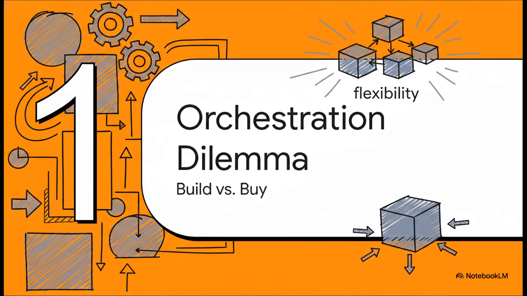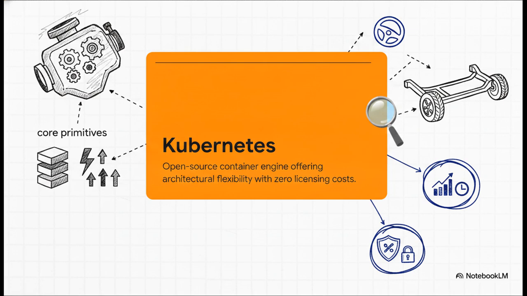Section 1. The orchestration dilemma. Build flexibility versus buy simplicity. Okay, to really grasp the technical side of things, we've got to talk about the core philosophies here. It really boils down to flexibility versus simplicity. Let's start with standard vanilla Kubernetes, which is maintained by the CNCF, the Cloud Native Computing Foundation. The best way to think about Kubernetes, it's like the raw, incredibly powerful engine of a high-performance sports car. It's this highly modular, extensible framework giving you all the core primitives: pods, services, deployments, the whole shebang. And hey, it has zero licensing costs and gives you absolutely maximum architectural flexibility.